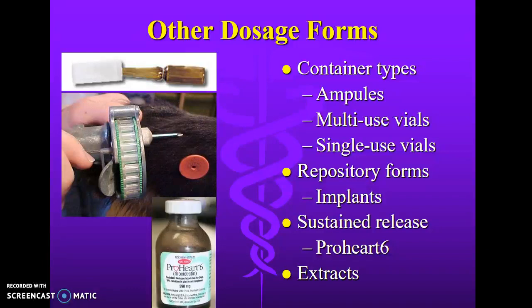Lastly, extracts. Extracts are made out of plant and animal parts. Because of that, they are not quite as well controlled as drugs that are synthesized or manufactured. The quality control is a bit less on them, but we do use them for certain conditions. Thyroid medication is typically made up of thyroid tissue, as an example.